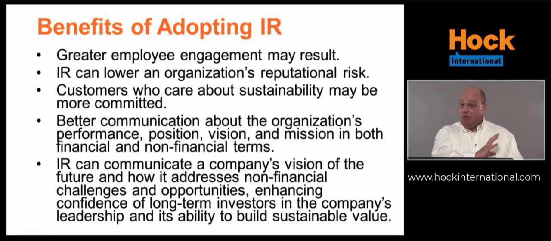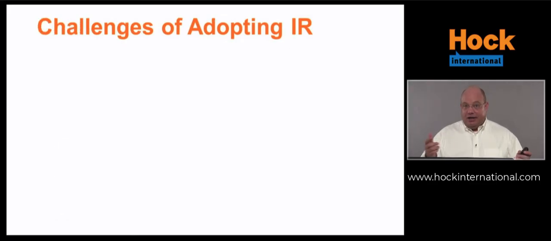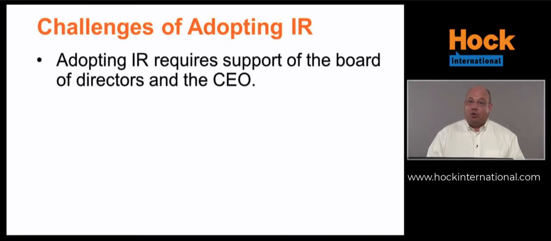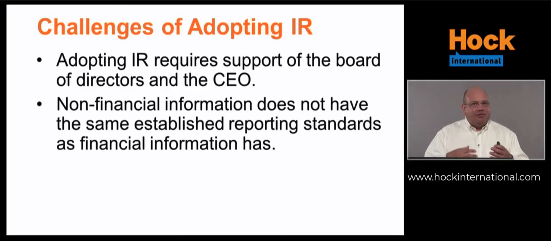It's not just what were our financial results last year, but we're looking at what are we going to be doing going forward. Now, it's not the easiest thing to do, so there are some challenges of adopting integrated reporting. It requires the support of the board of directors and the CEO. If they don't support it, it's not going to happen. Okay? We also don't have the same established reporting standards as we have for financial information. Okay? And so how we report things, how we get that information, that's not quite as clear.